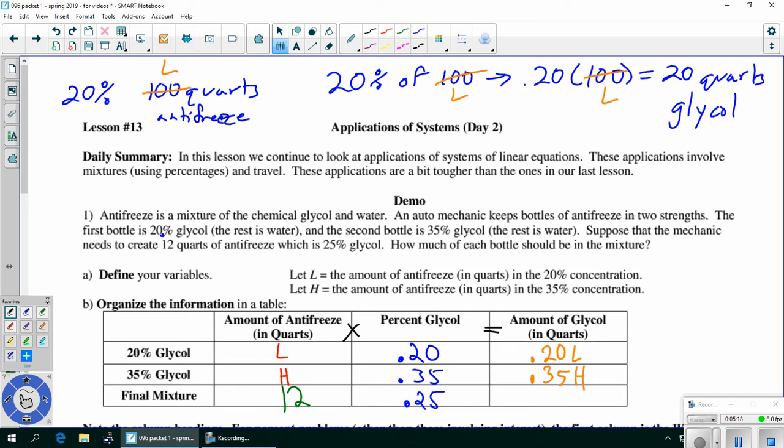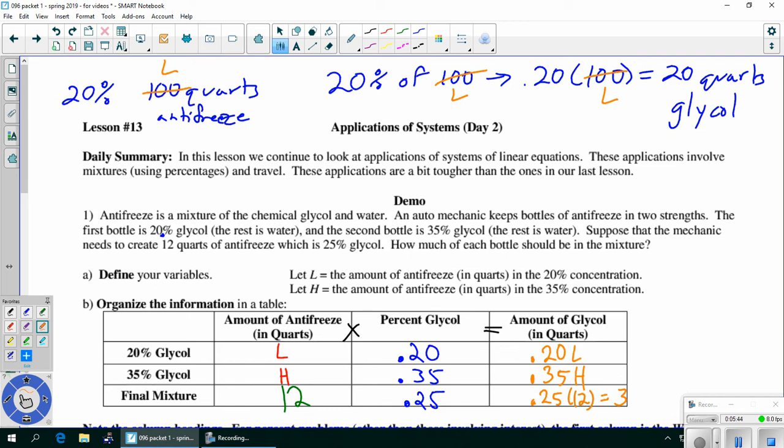Okay, the bottom spot. Well, we're actually going to fill it in. We need to calculate, but it's the same pattern that we established in the rest of this last column. We did 0.20 times L, we did 0.35 times H. We need to do 0.25 times 12. It's the product of the previous two columns, which for the first time are both filled in. So 25% of 12 is 3.